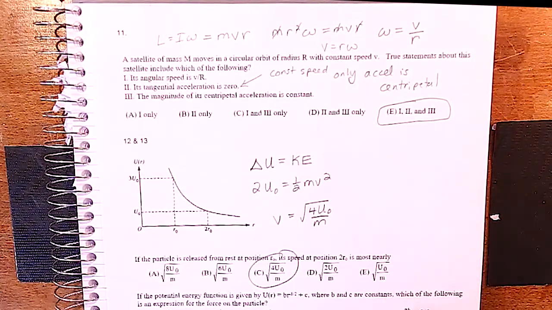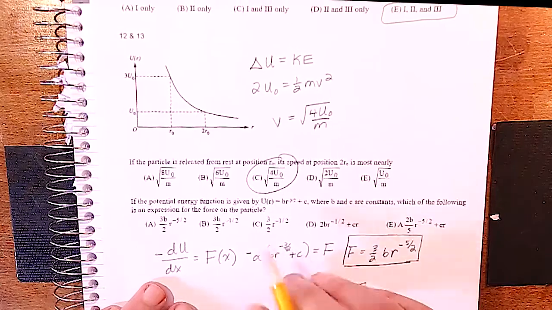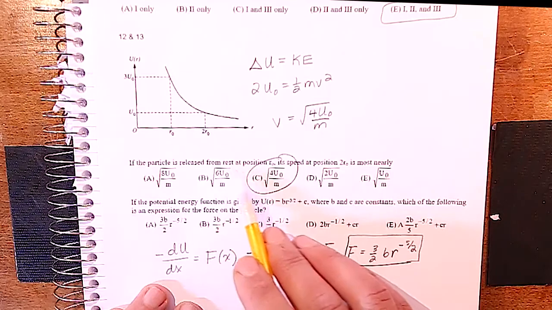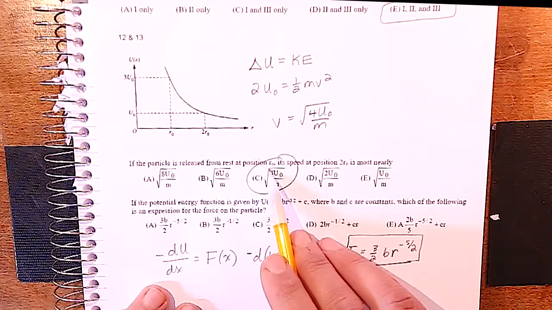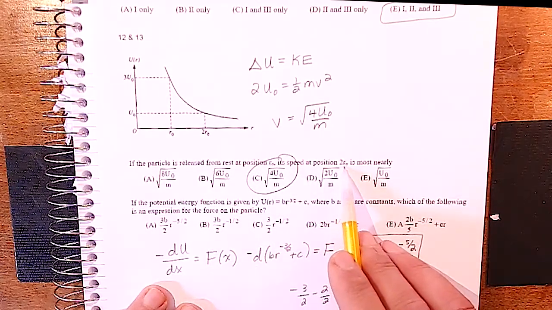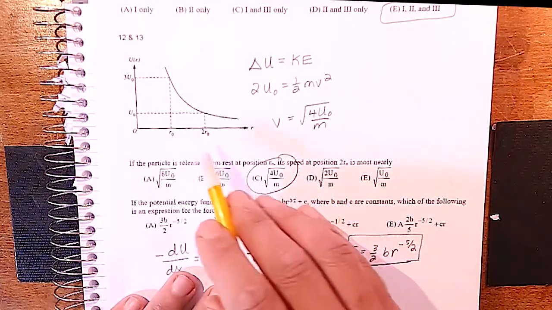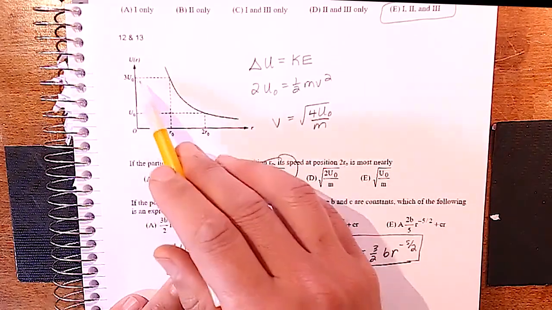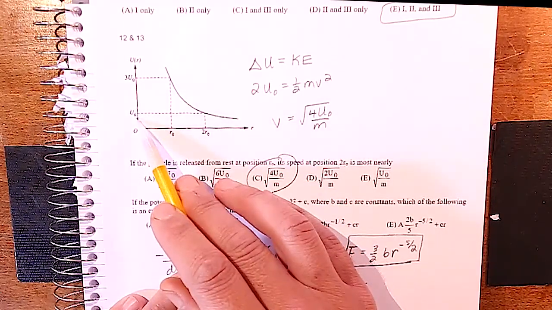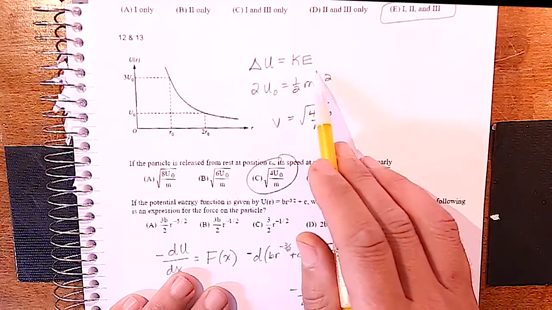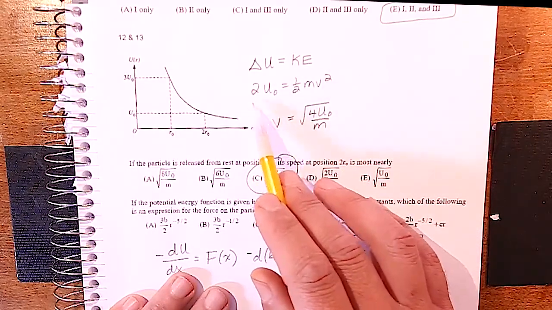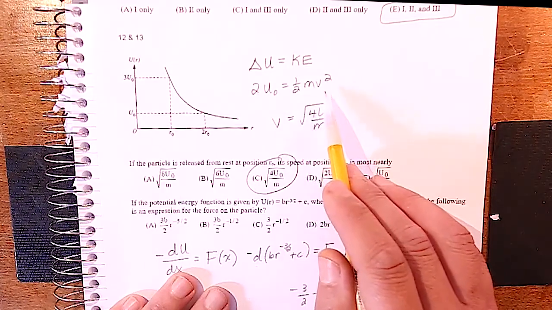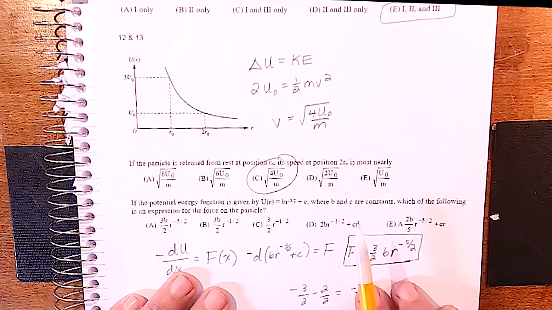In this next question, they give us a graph, and they say that the particle is released from rest at position r0. Its speed at position 2r0 is most nearly what? Okay, so we have potential energy converted into kinetic. It goes from 3 to 1, so that change in kinetic energy is the change in potential, which is 2, and that turns into 1/2 mv squared. Isolate for v, and we get our answer.